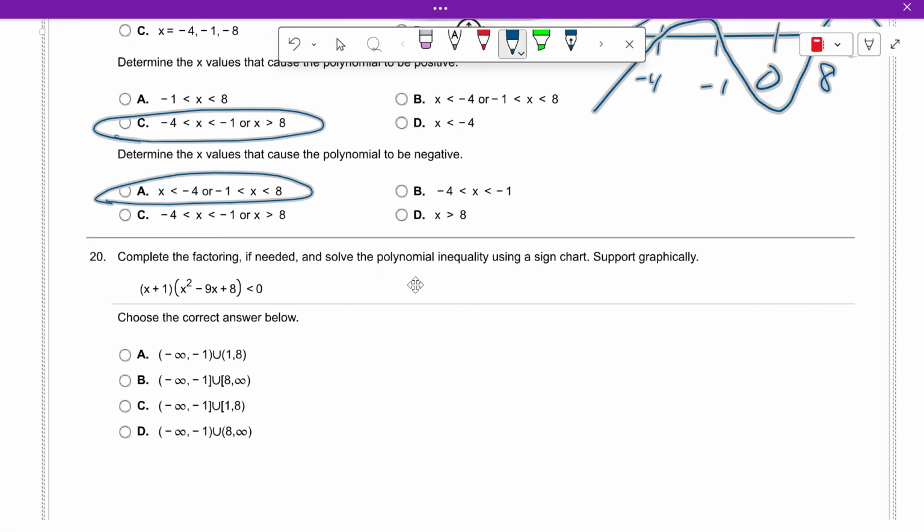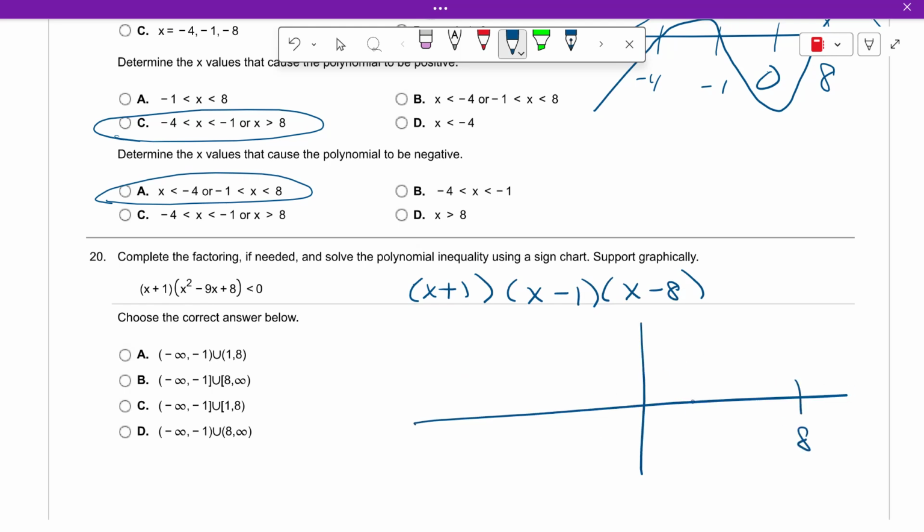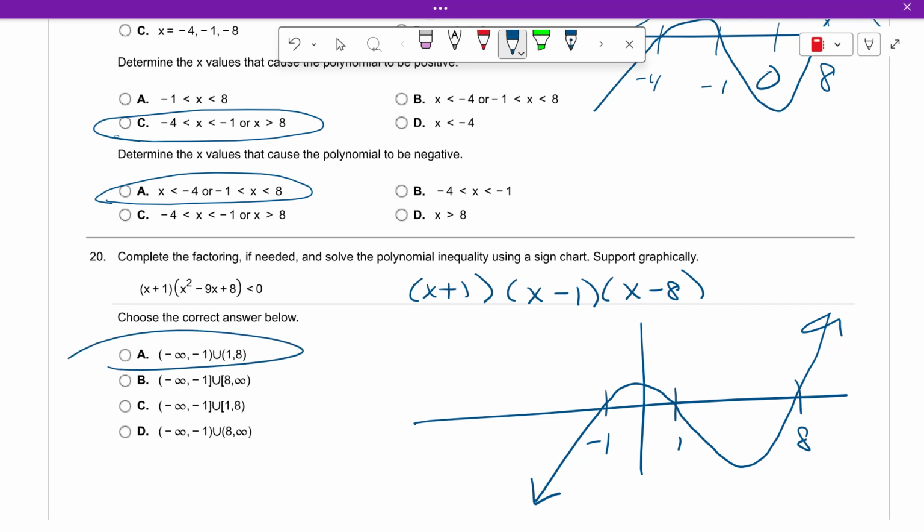And then if we factor this one, x plus 1, x minus 1, x minus 8. So the graph, we cross at 8, 1, and negative 1. Where is it less than 0? From negative infinity to negative 1, and from 1 to 8. Those are the 20 questions.